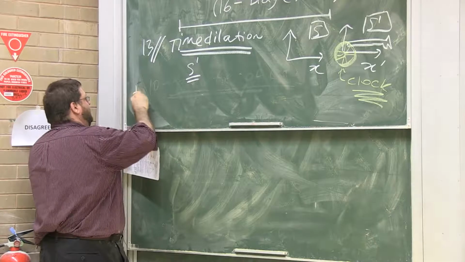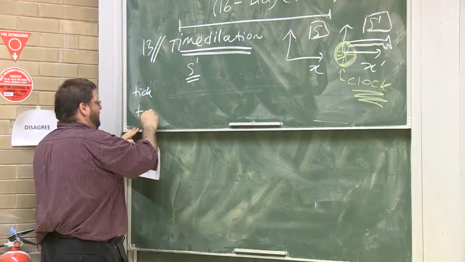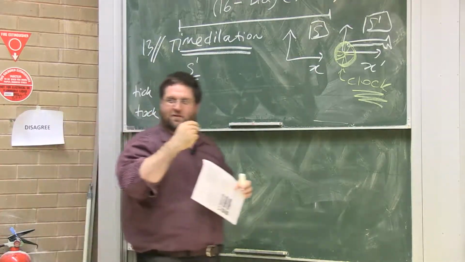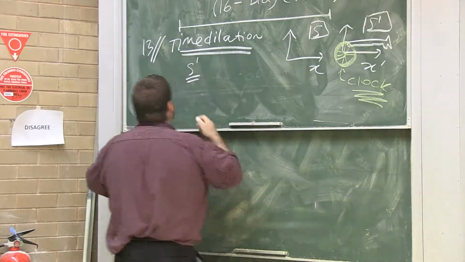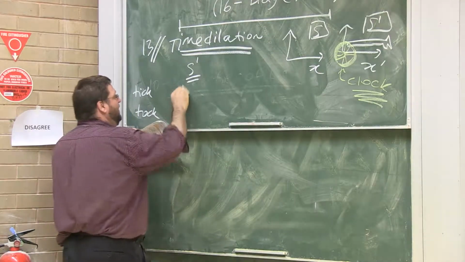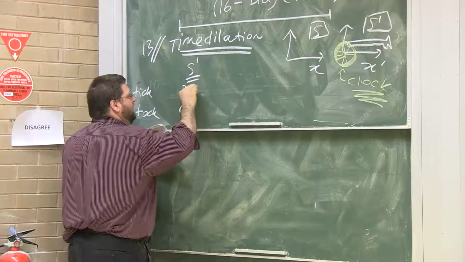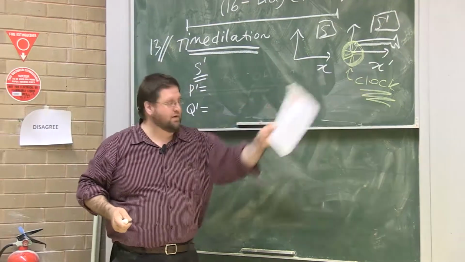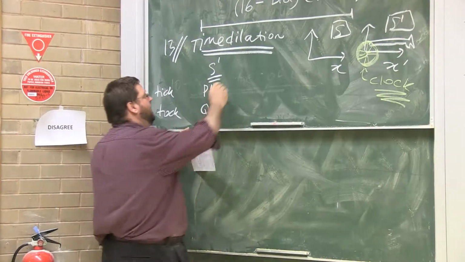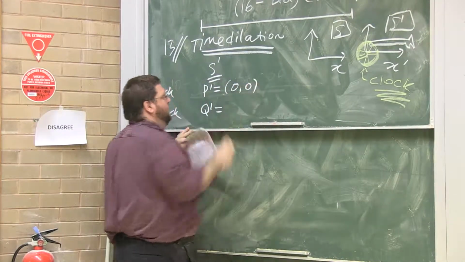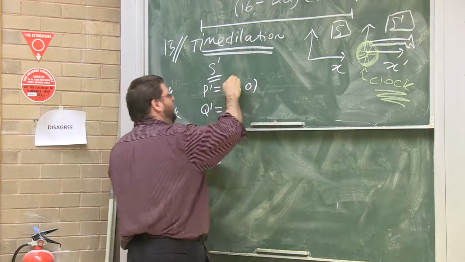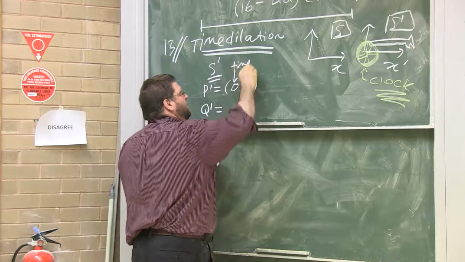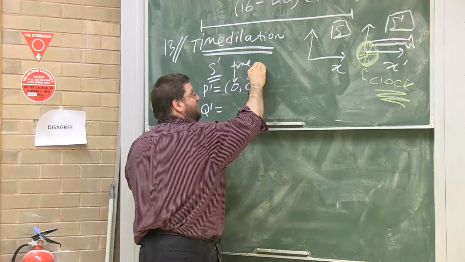our tick and our tock are 2 events. Tick, tock is a pair of events. We could call them tick and tock. We could call them P prime and Q prime. And I'm putting primes because we're in the S prime frame in which the clock is at rest. And the tick I'm going to write as 0, 0. Now the first coordinate is going to be time. The second coordinate is going to be position, in fact x position.